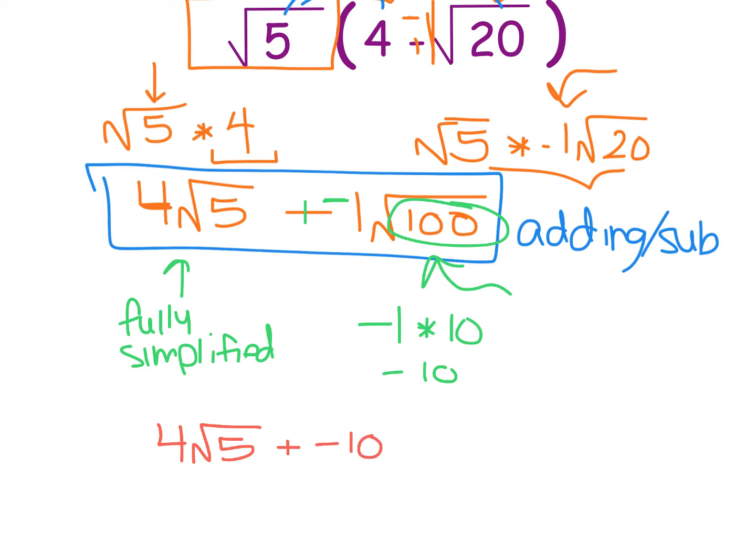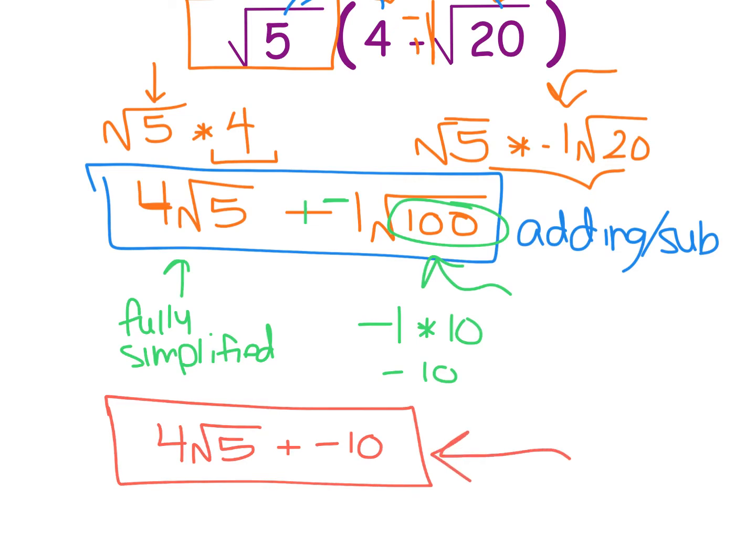And if I take a look at this, what I notice is that there's no like square root parts. And as a result of that, none of these can be combined together because they have to have like square root parts in order to be combined, just like when we have like terms. Remember, like square roots are very similar to like terms. So this right here, 4 times the square root of 5 plus negative 10, is as simplified as our answer can go.